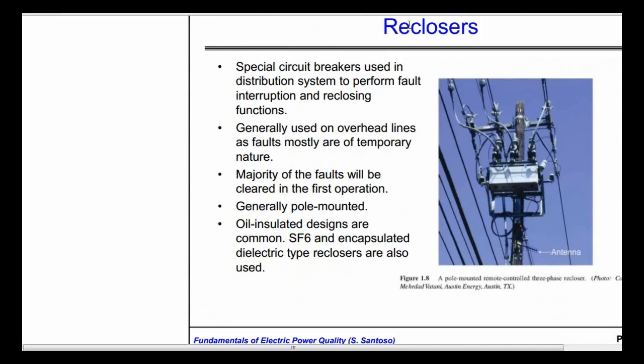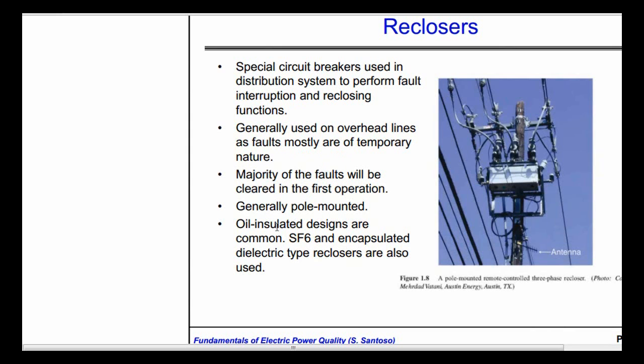Now let's start talking about the reclosers. It's actually a circuit breaker with a special use in distribution systems to perform fault interruption and reclosing functions, meaning that for a certain fault it will have, like, three operations: first open and then close, open and close, and then open for a permanent fault. It's generally used in overhead lines, as faults are mostly of a temporary nature, so this is why they use it. The majority of faults will be cleared in the first operation.